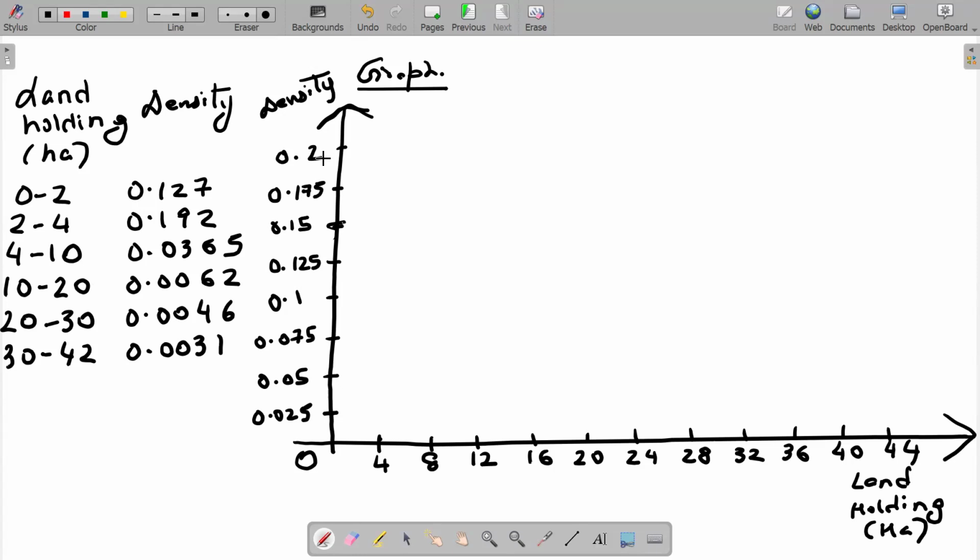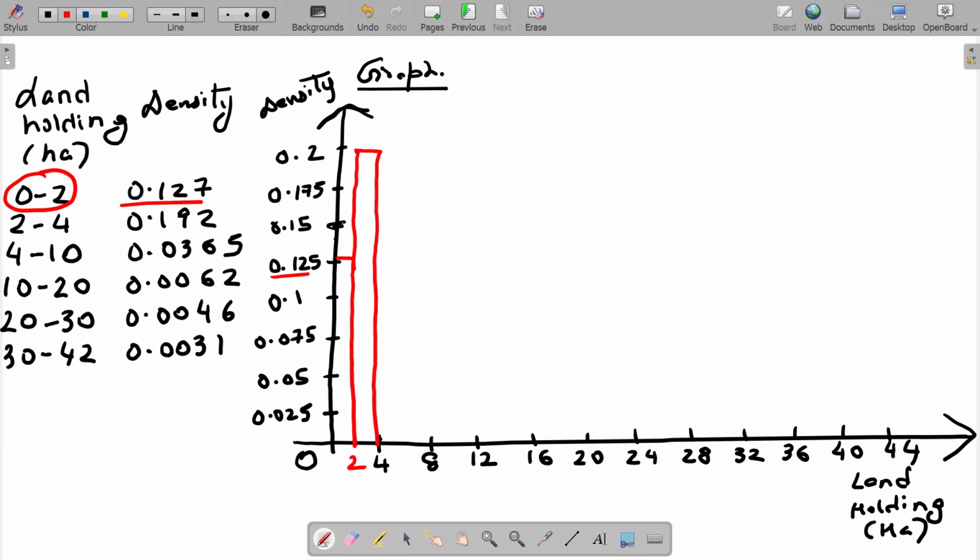Okay, so now we can plot them. 0 to 2, 0.127. So 0 to 2, 2 is here, guys. This is 2. Let's plot 0.127. Now 0.127 is going to be somewhere here. This is 0.125. So 0.127. 2 to 4 is going to be 0.192. 2 to 4 is 0.192.